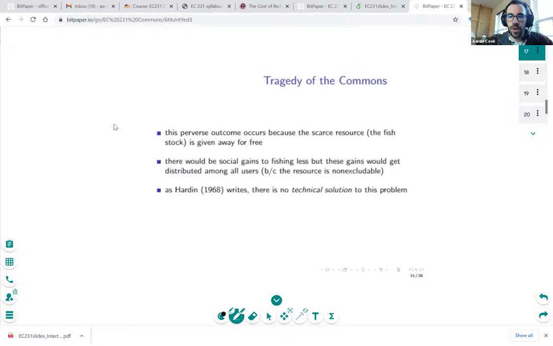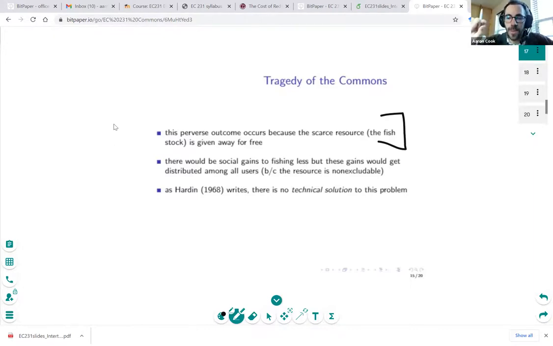What it really comes down to ultimately is the fact that the fish are not priced. In a case where anyone is allowed to enter the fishery, the fish themselves have basically a price of zero. There's no limit on the amount of fish, and anyone can enter the fishery and come in and take whatever they can. That's the key part where the incentives break down. The fact that the fish are given away for free means that you're going to have an excessive amount of fishing.